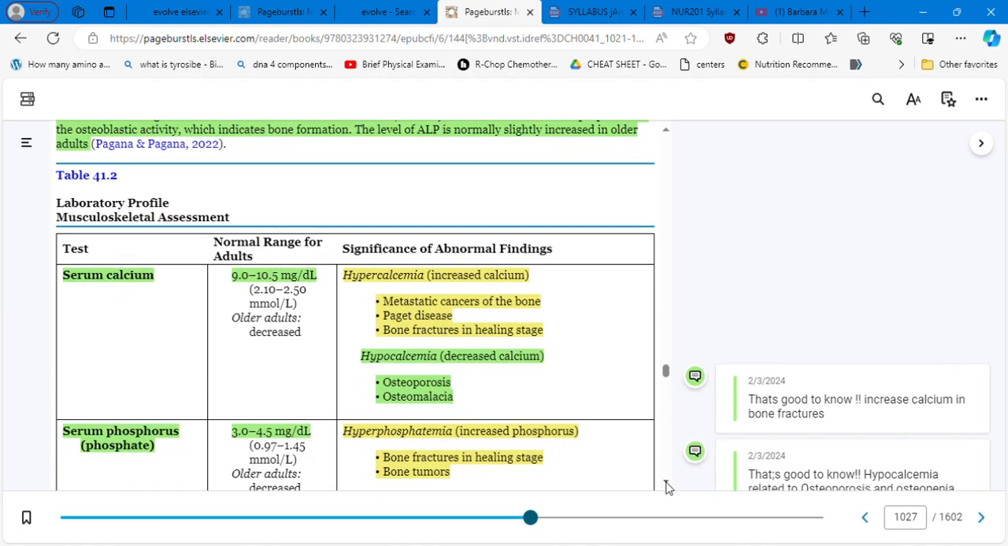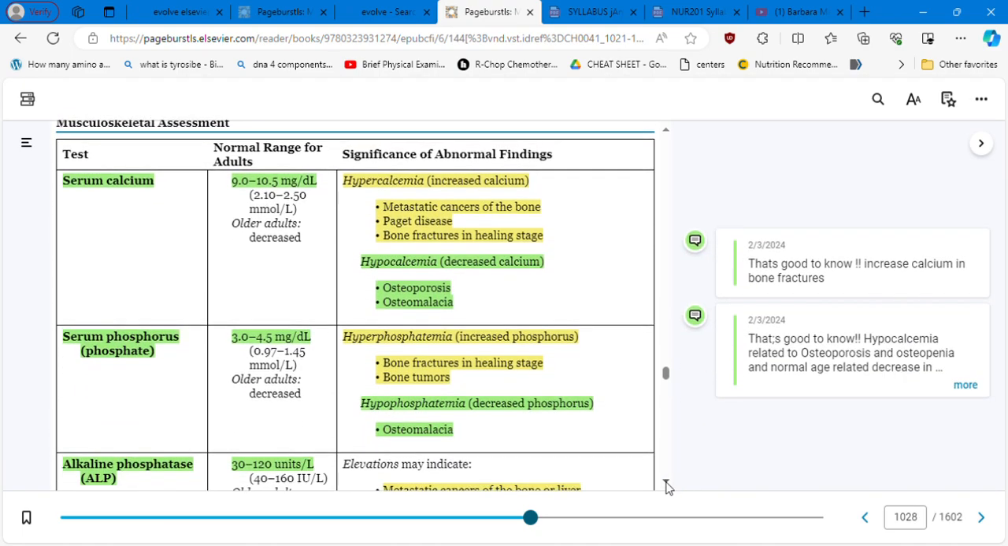Okay, so here we have the laboratory profile for musculoskeletal assessment. Your serum calcium is going to be from 9 to 10.5. Above that is going to be hypercalcemia in metastatic cancer of the bone. So this cancer is going to cause the destruction of the bone, and the calcium is going to be released into the blood, into the serum. That's why the calcium is going to increase. This is happening also in Paget disease and in bone fracture, in the healing stage, right?